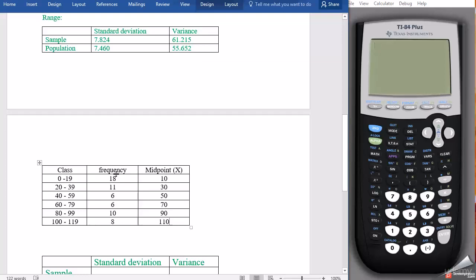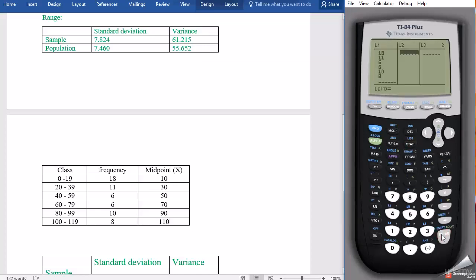So we are going to use these two columns in our TI-84 Plus, x and f, the numbers and the frequencies. Okay, so we're going to go to our TI-84 Plus, press STAT, and then select Edit. Now you can see already that the frequencies are in L1. Okay, let's make sure that everything is okay: 18, 11, 6, 6, 10, 8.